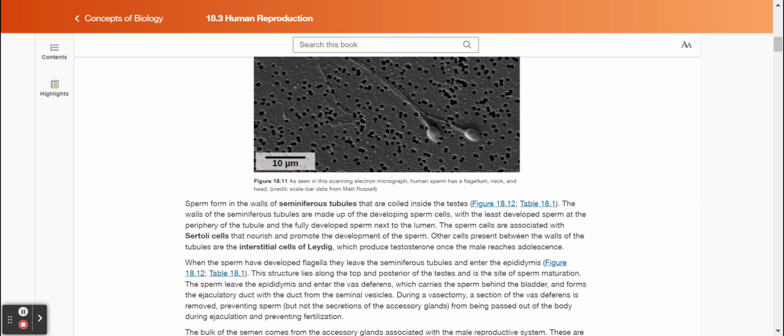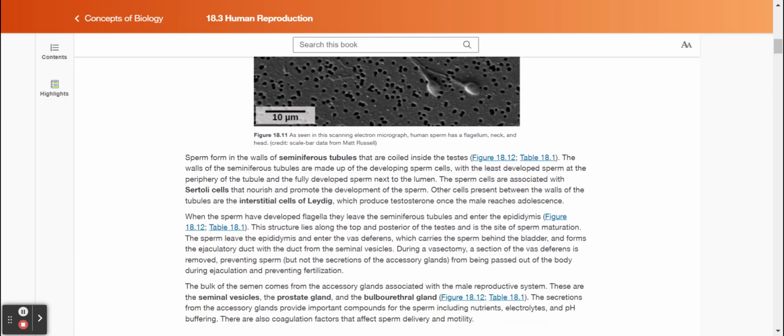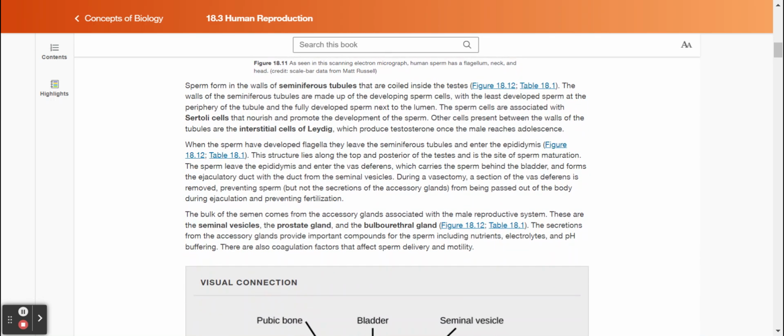Sperm form in the walls of seminiferous tubules that are coiled inside the testes. The walls of the seminiferous tubules are made up of the developing sperm cells, with the least developed sperm at the periphery of the tubule and the fully developed sperm next to the lumen. The sperm cells are associated with Sertoli cells that nourish and promote the development of the sperm. Other cells present between the walls of the tubules are the interstitial cells of Leydig, which produce testosterone once the male reaches adolescence.